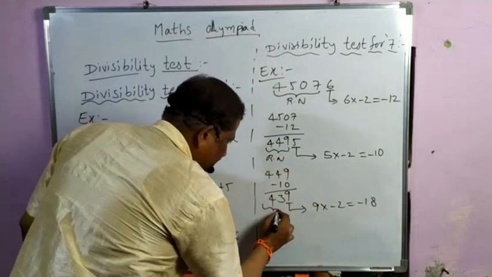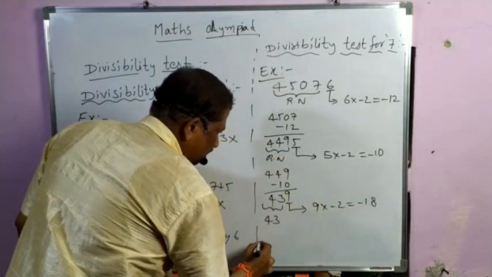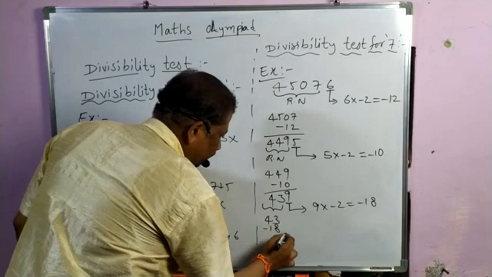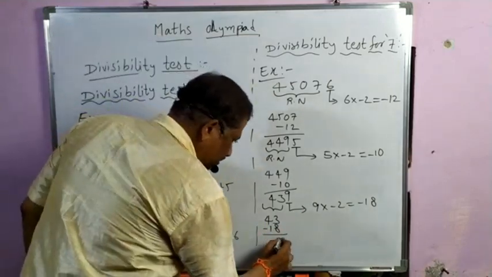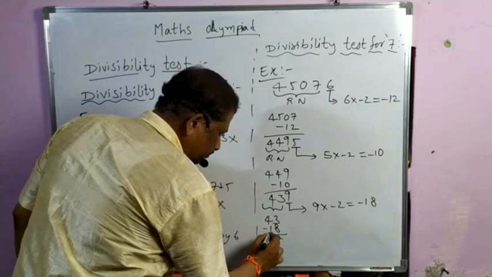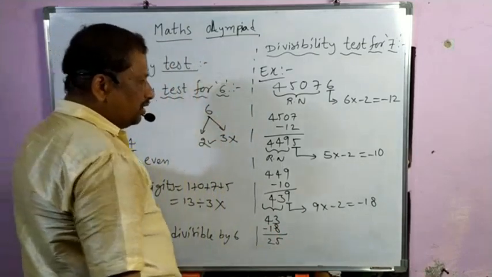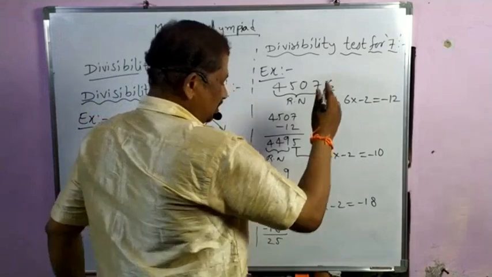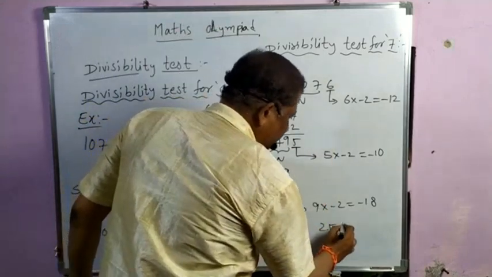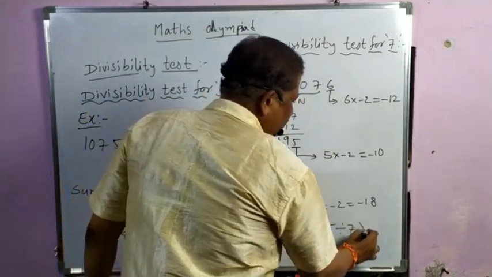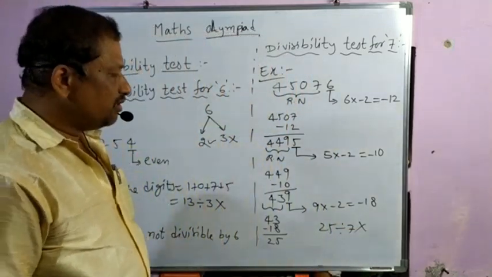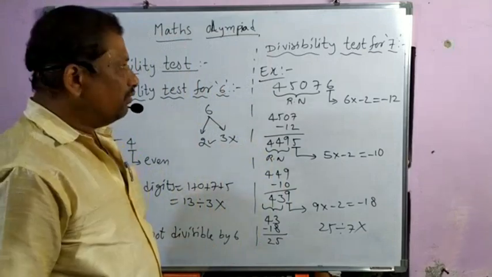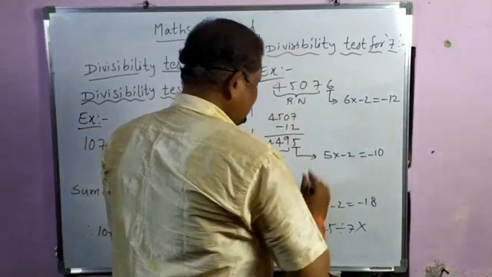What is the remaining number here? 43. Subtract 18 from 43. So what do you get? 25. Is 25 divisible by 7? No. 7 threes are 21, the remainder is 4. It is not divisible by 7. Therefore, the given number is not divisible by 7.